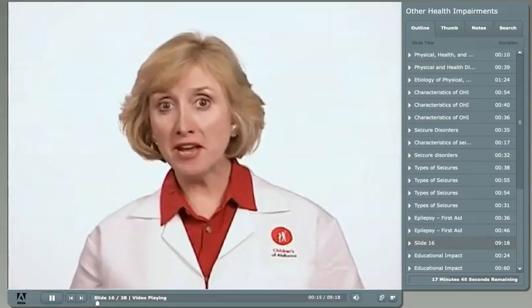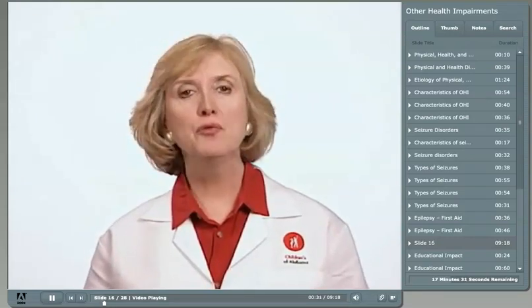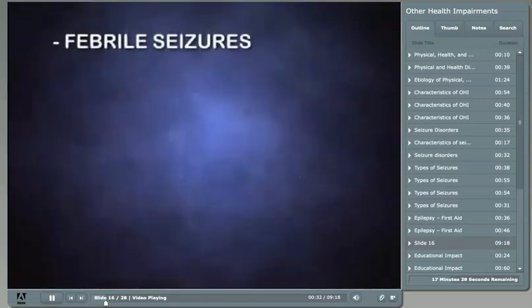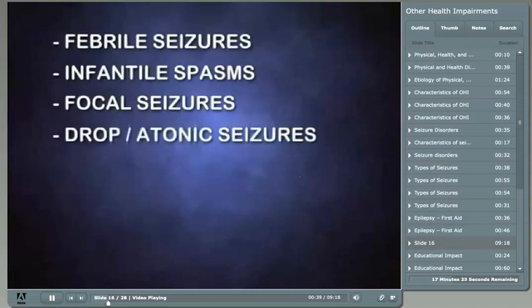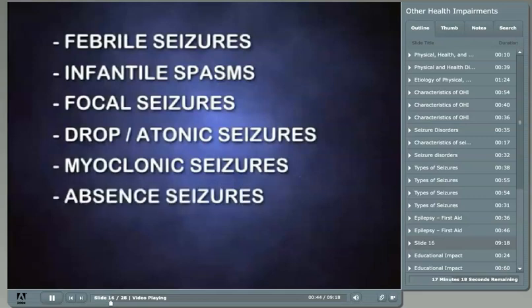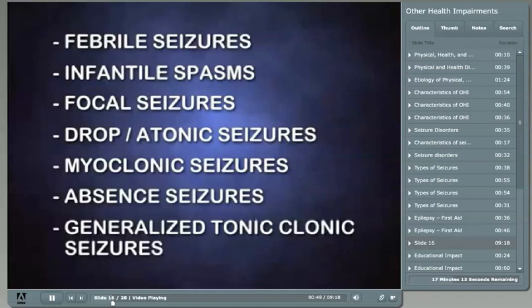Each year, more than 350,000 children from birth to young adulthood suffer some type of seizure. Many of these are treated and cared for at Children's of Alabama. This video will teach you about different types of seizures and what to do if your child has a seizure. You will learn about the following: febrile seizures, infantile spasms, focal seizures, drop or atonic seizures, myoclonic seizures, absence seizures, formerly called petit mal, and generalized tonic-clonic seizures, previously known as grand mal.